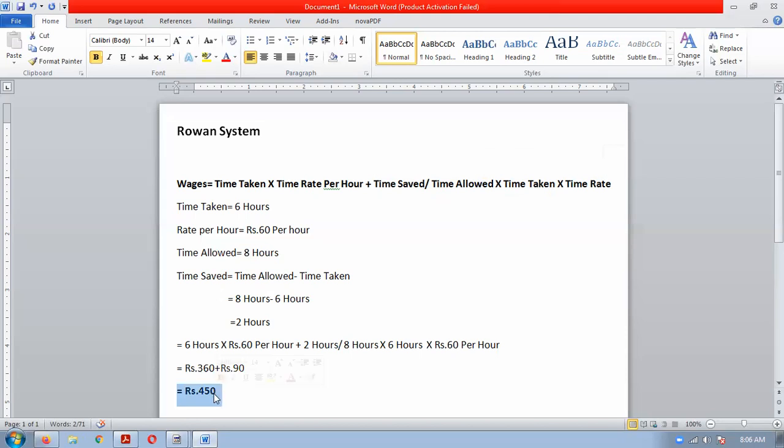So understood this much, everybody? How to calculate using the Rowan plan and Halsey plan.